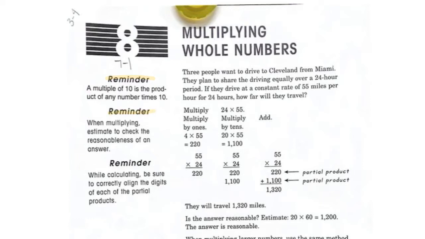Reminder, when multiplying, estimate to check reasonableness of an answer. And when calculating, be sure to correctly align the digits of each of the partial products.